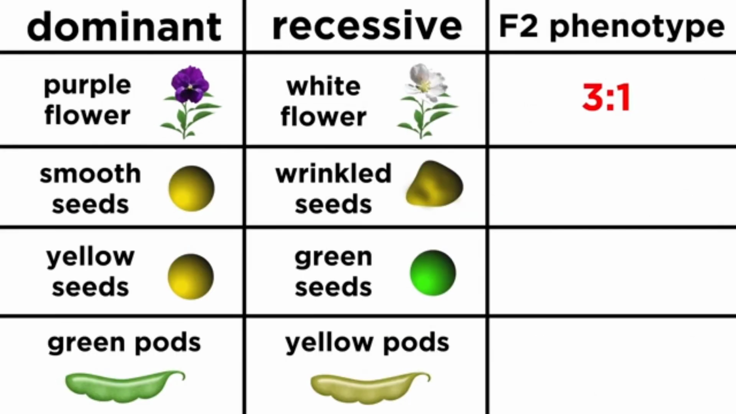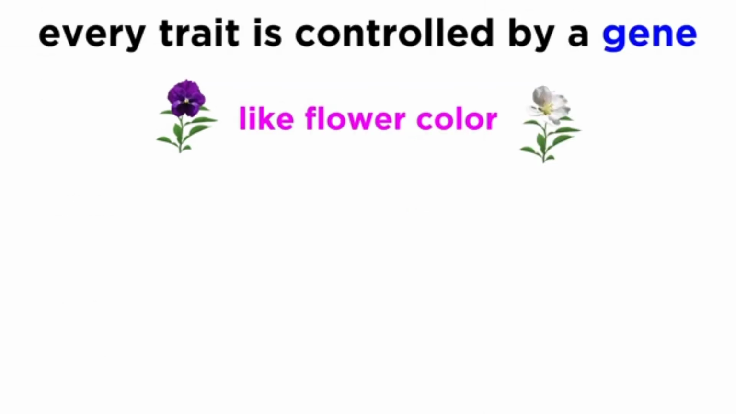This combination of dominant and recessive traits was observed for many other aspects of the plant, and precisely the same 3-to-1 ratio was observed when examining the phenotypes in the F2 generation for smooth versus wrinkled seeds, yellow versus green seeds, green versus yellow pods, and so forth. The reason for this is that each trait corresponds to a particular gene, like a gene for flower color.